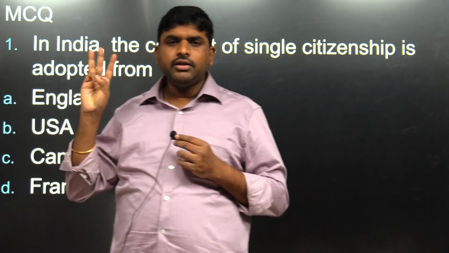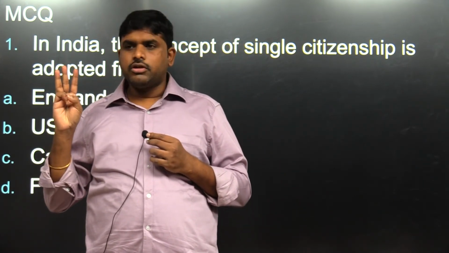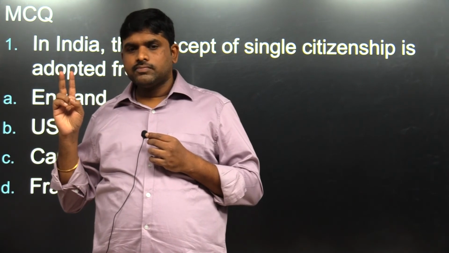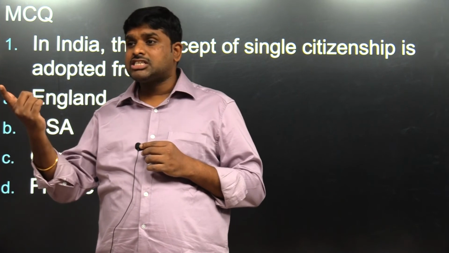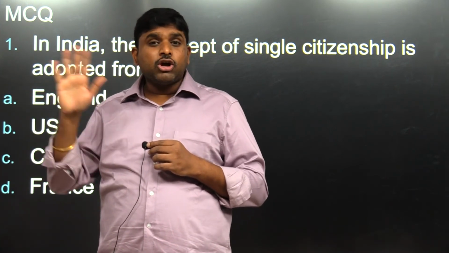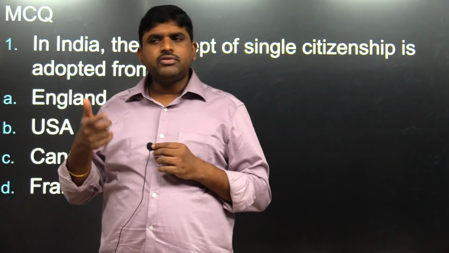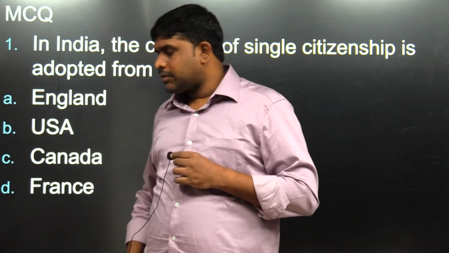First article, Article 1, Union of India. 2, establishment, that's correct, establishment of new states. 3, procedure for the establishment. 4th, it's not a constitutional amendment, it's a simple amendment. 5th, citizenship. 6th, citizenship. Okay?